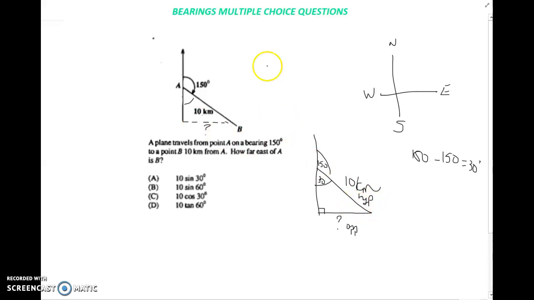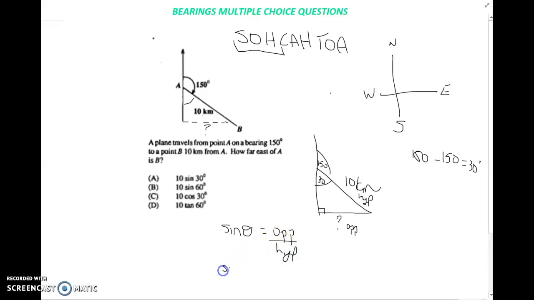So which rule uses opposite and hypotenuse? We can write our SOHCAHTOA. Again, you need to go back to the trigonometry videos in order to follow this, right? So opposite and hypotenuse, we use sine. So sine of the angle is equal to opposite over hypotenuse. So sine of 30 is equal to, we don't know what the opposite is, so we can just write a question mark, it doesn't matter what you put. And the hypotenuse is 10.